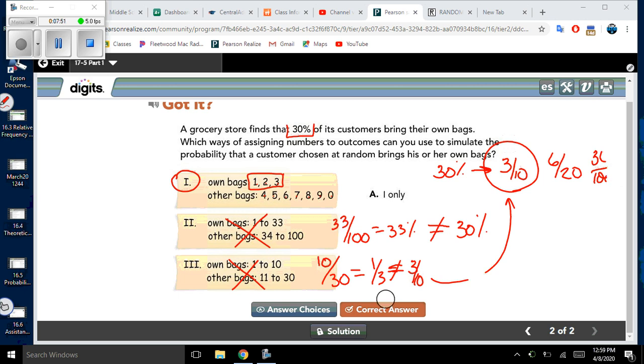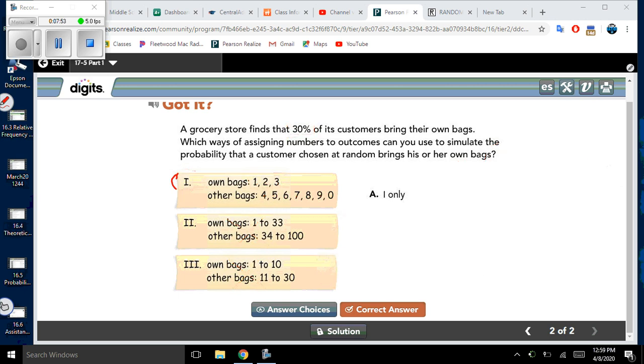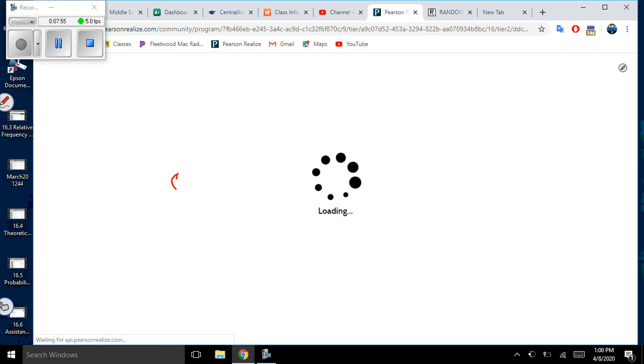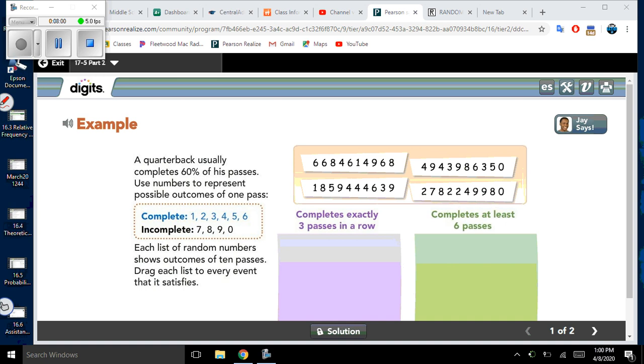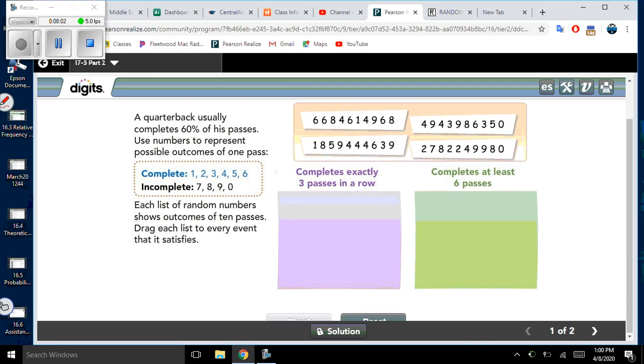All right, moving on here to part number 2. Now, part number 2, here we go again with a quarterback. Quarterback usually completes 60% of his passes, okay? Use numbers to represent possible outcomes. In this case, they're representing complete passes by using the numbers 1, 2, 3, 4, 5, and 6. Incomplete passes are represented by using 7, 8, 9, and 0.